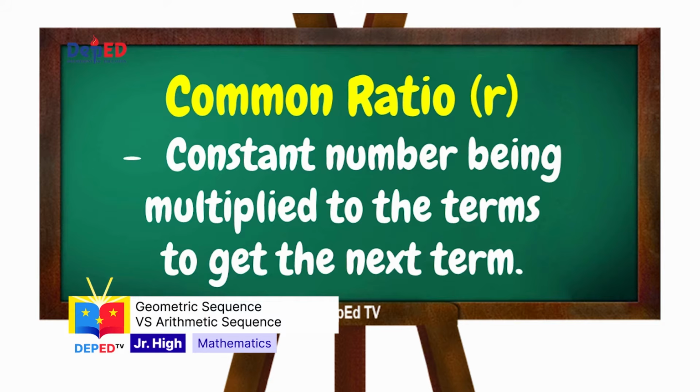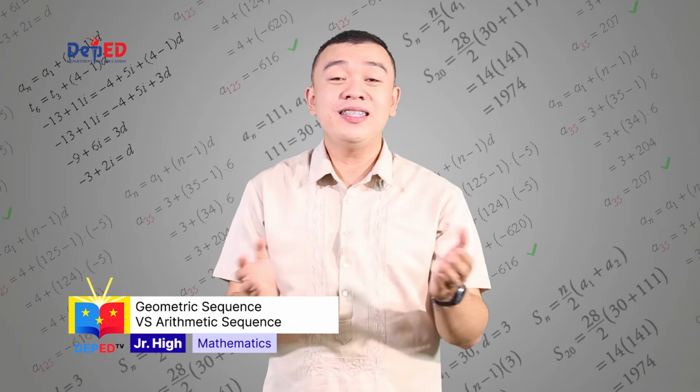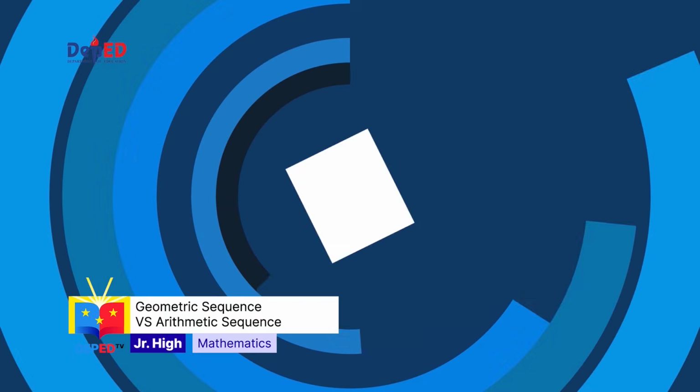Again, the constant number being multiplied to the terms to get the next term is referred to as the common ratio, represented with the letter r. This sequence is an example of a geometric sequence.